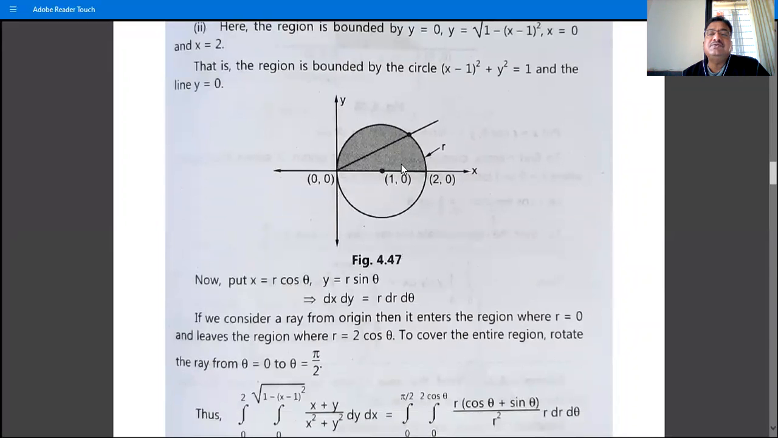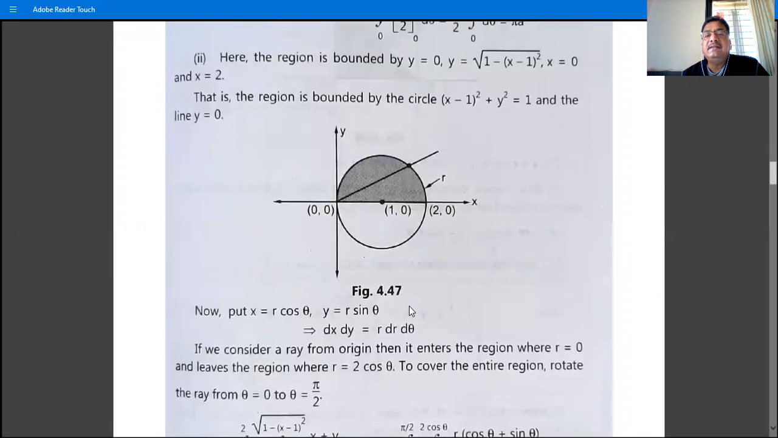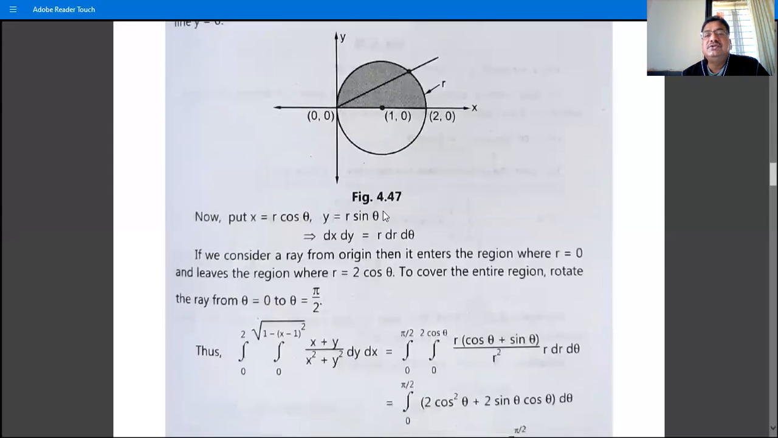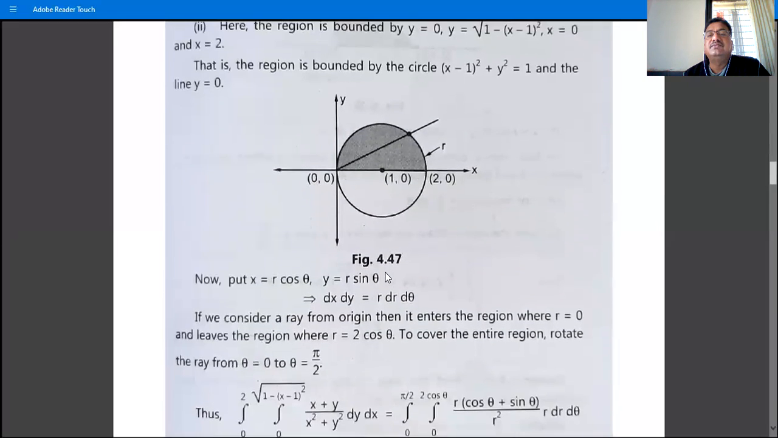And then substitute x as r cos theta and y as r sin theta, therefore dx dy is r dr d theta. Okay, and then r, the radius, runs from 0 to 1, and theta runs from 0 to pi by 2.